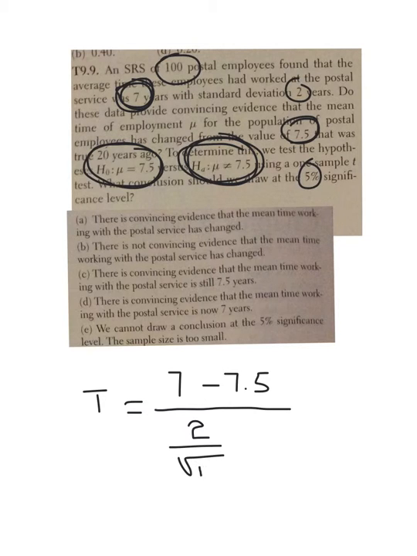Okay, so let's see, what do we got to do? t is equal to the number that we got, 7, versus what we're going to test it against, 7.5. And we're going to divide it by our standard deviation, which is 2, divided by the square root of 100. Okay, because that's our new standard deviation. So I'm going to do that math and see what the answer is. And the answer is negative 2.5.